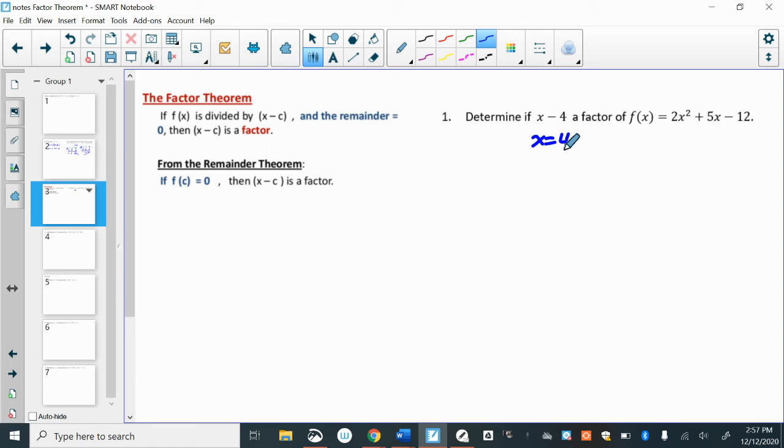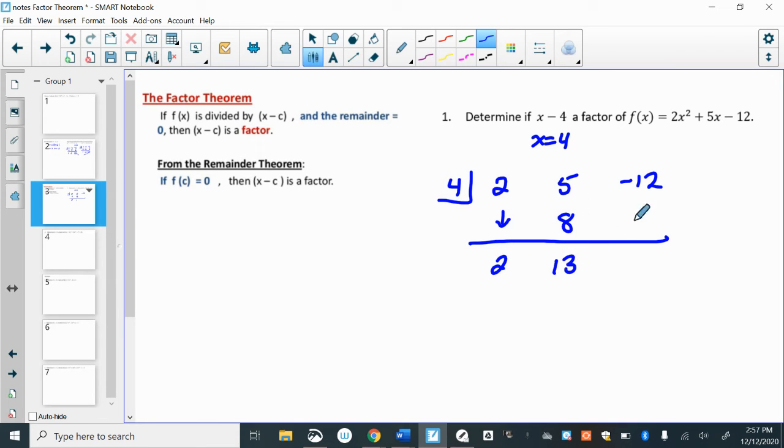So I know x is equal to 4. 4 goes in our box. There are our coefficients. Bring down the first number. It's going to get us 13. It's going to be 40. That's 52. And we wind up with 40. Because this is not 0, we can say no, x minus 4 is not a factor.